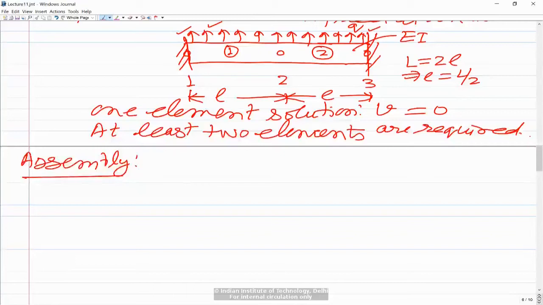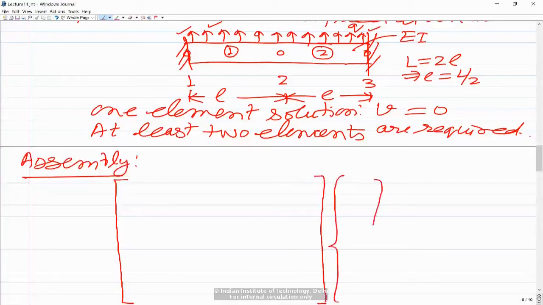At each node we have 2 degrees of freedom, v and theta, that is theta is nothing but dv by dx. So we will have total 6 degrees of freedom. So if you look at the stiffness matrix, it is going to be of size 6 by 6. So this will be the stiffness matrix, and then the vector of degrees of freedom, and then on the right hand side you have the vector of external force and the vector of internal force.